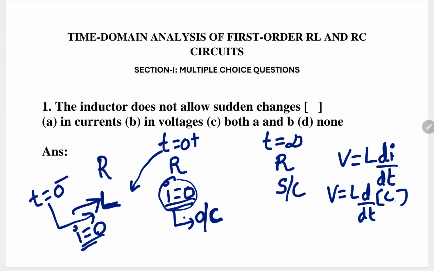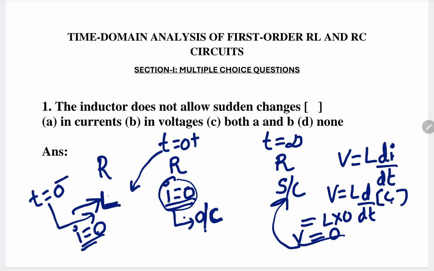Constant I is nothing but what? Constant. So d by dt of a constant is equal to what? Differentiation of a constant is equal to 0. So V is equal to L into 0. So voltage is equal to 0. Voltage equal to 0 means what? Short circuit. At steady state, the inductor acts as a short circuit.